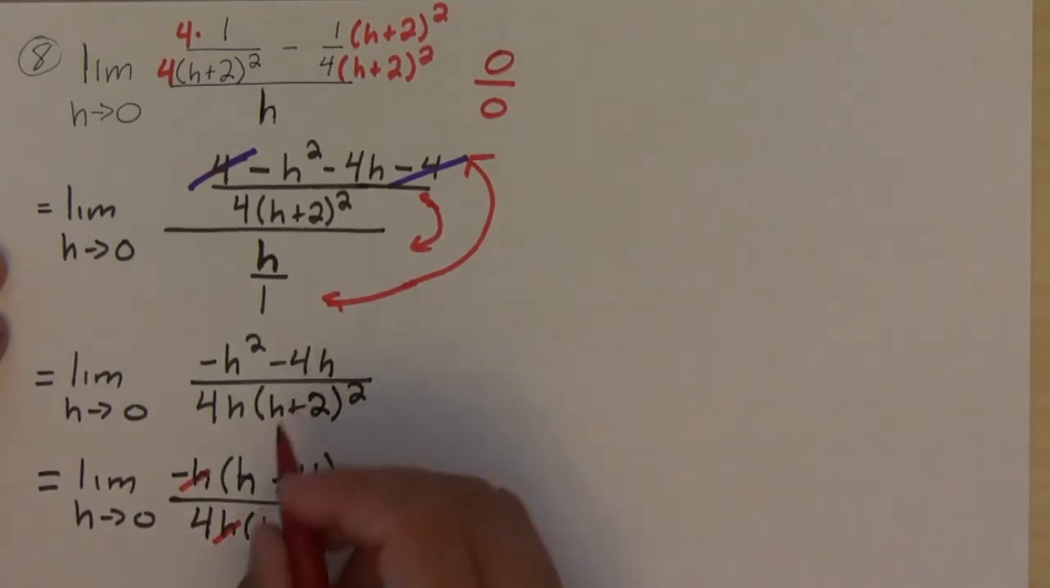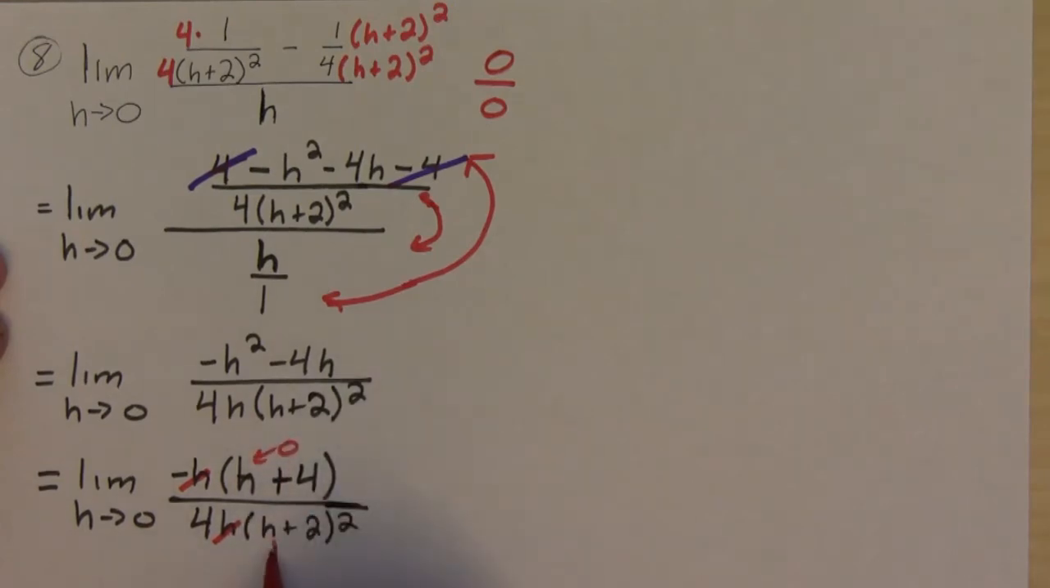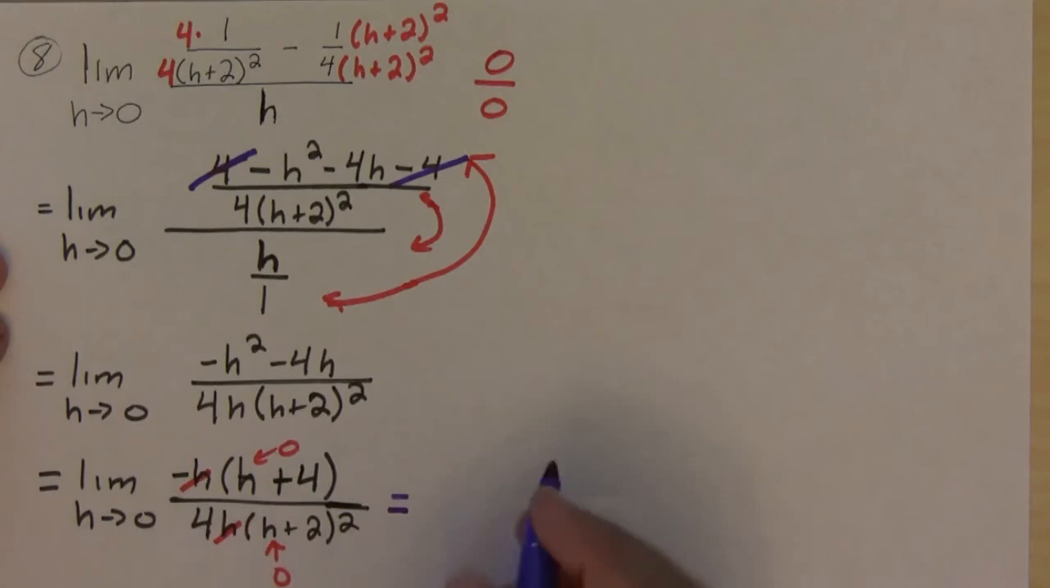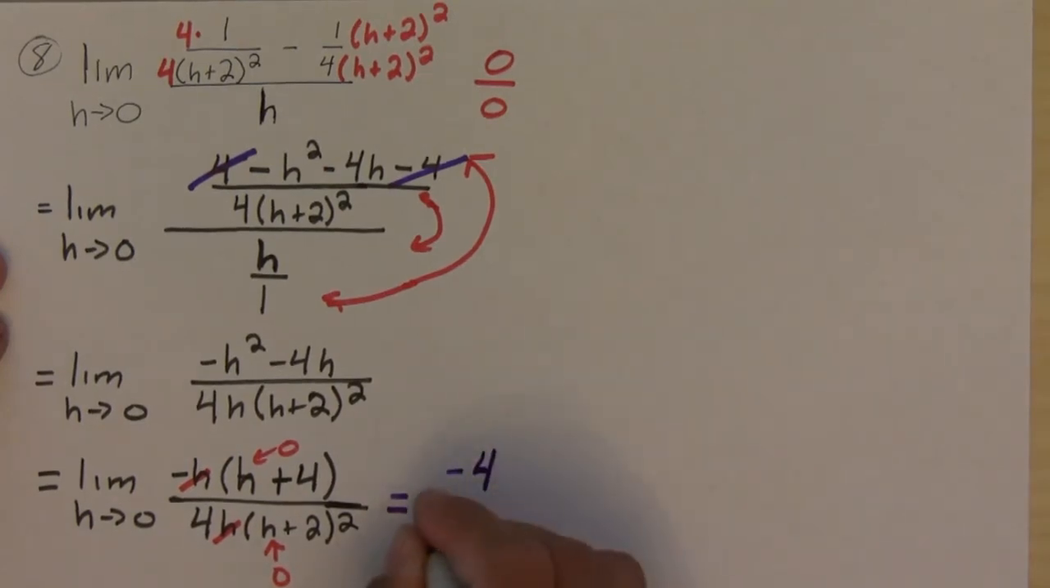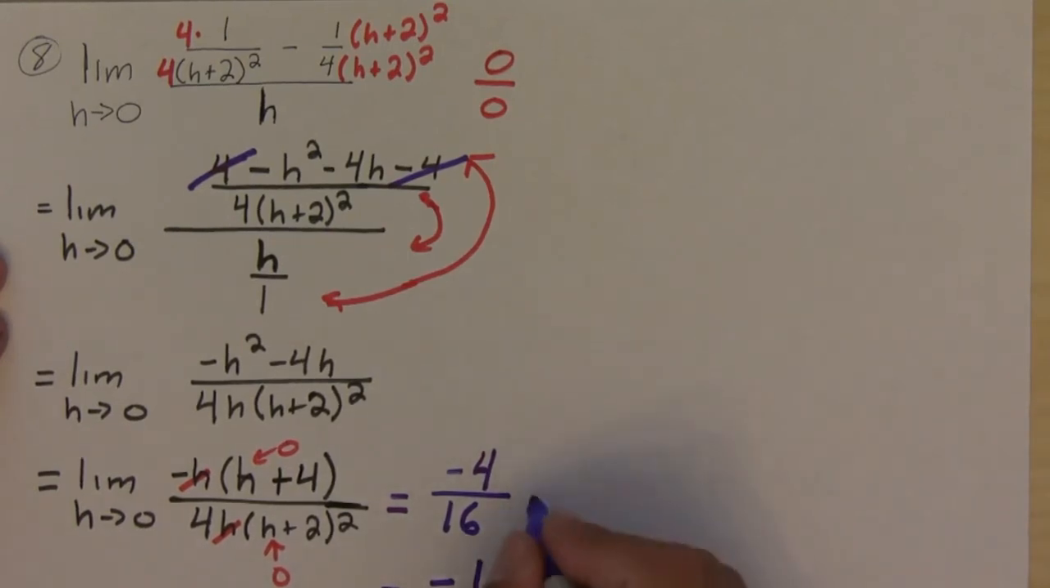And if I plug in 0 now, on the numerator, don't forget the negative, I'm going to get negative 4 over 0 plus 2 is 2, 2 squared is 4, times 4 is 16, or negative 1 over 4. And that's the answer.